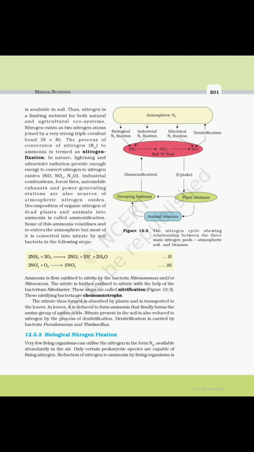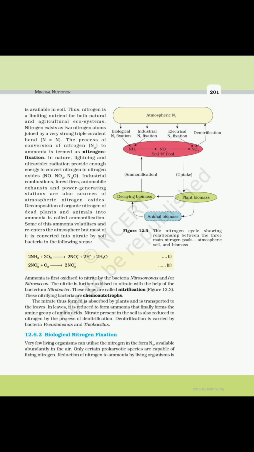The nitrate thus formed is absorbed by plants and is transported to the leaves. In leaves, it is reduced to form ammonia that finally forms the amine group of amino acids. Nitrate present in the soil is also reduced to nitrogen by the process of denitrification. Denitrification is carried out by bacteria Pseudomonas and Thiobacillus.